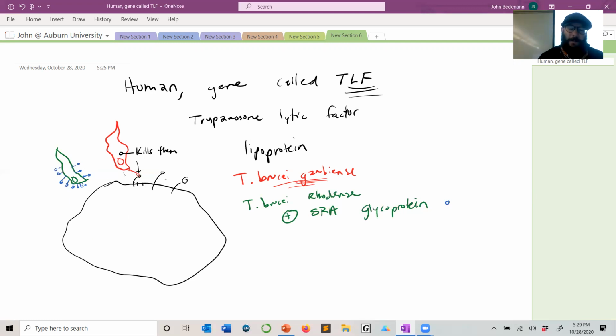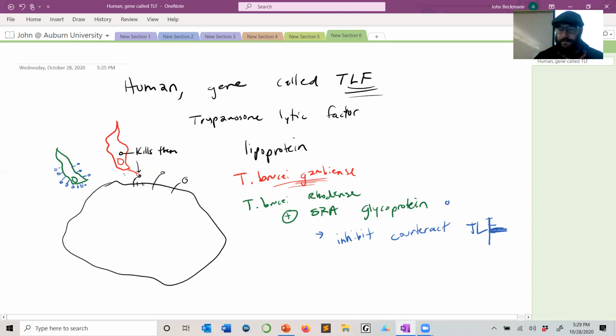And this protein, it essentially will inhibit or counteract TLF. That's an F. So this adaptation that we have, it can't kill Trypanosoma brucei rhodesiense because the Trypanosoma brucei rhodesiense has also evolved a counter mechanism that inhibits the TLF.